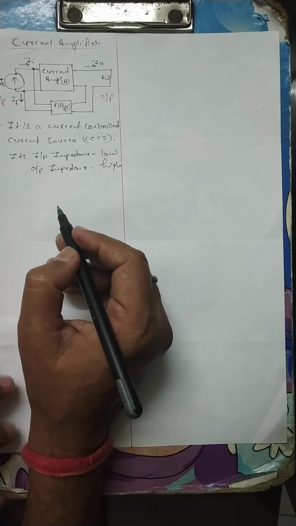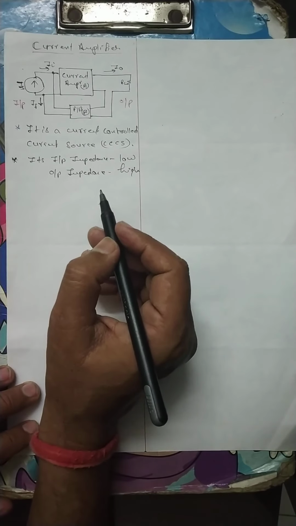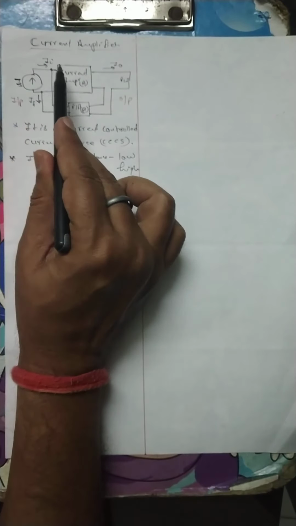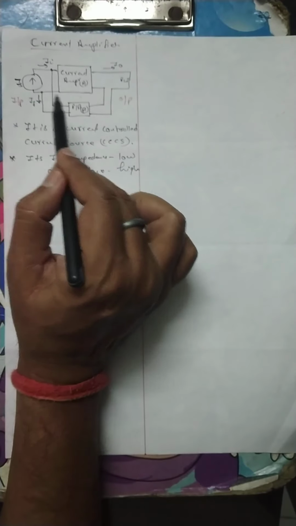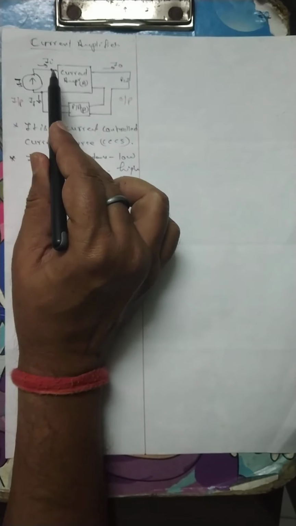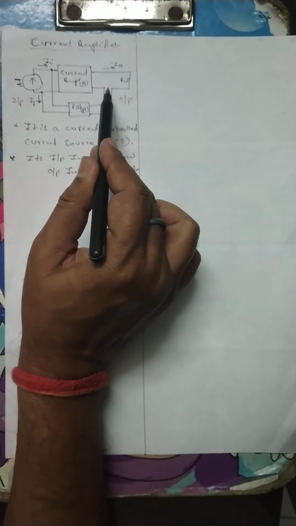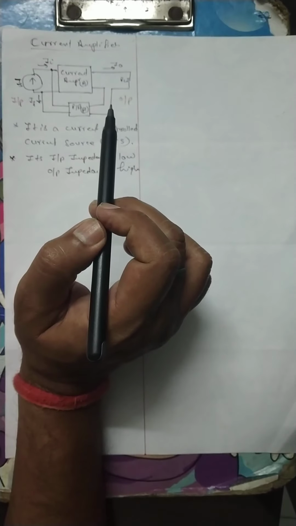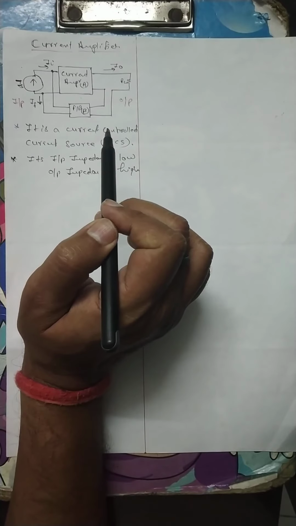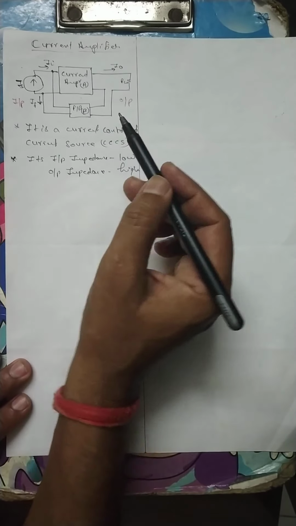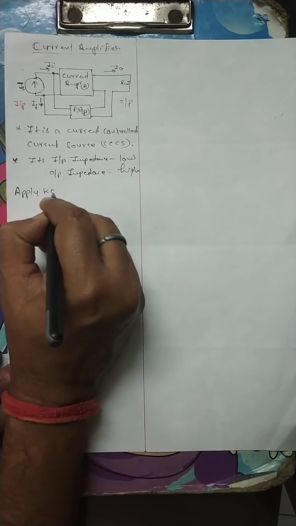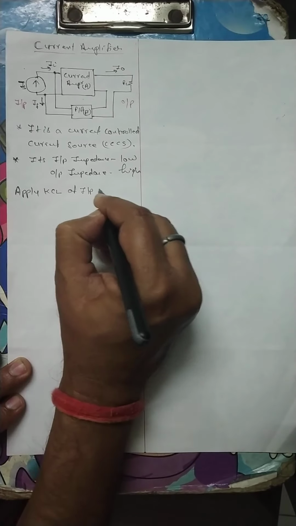Now, how do we derive the current amplifier? You can see here that we apply KCL at the input loop. One more thing you can see over here is that the current is always applied in shunt, whereas it is measured in series at the output. Therefore, we can also say that it is a shunt series feedback network. So now just apply KCL at the input loop.